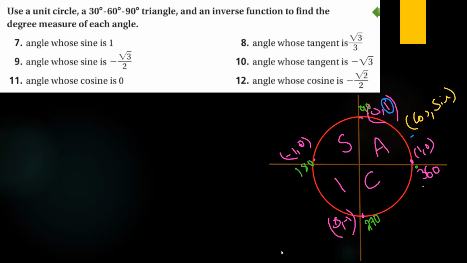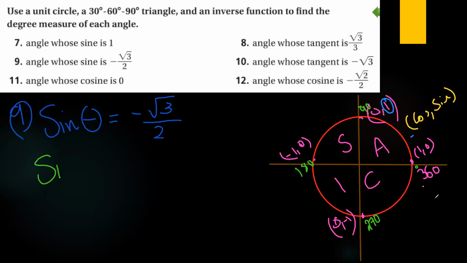Now, let's do number 9. Angle whose sine is negative square root of 3 over 2. So there's a sign on the angle. In order to solve it, sine inverse of negative square root of 3 over 2 will be. Let's see.